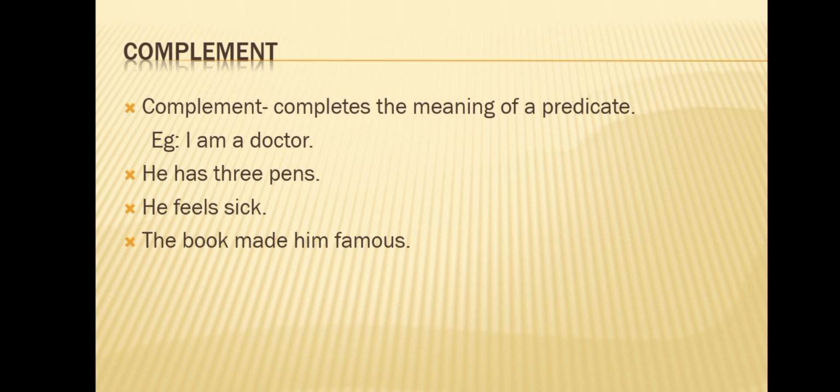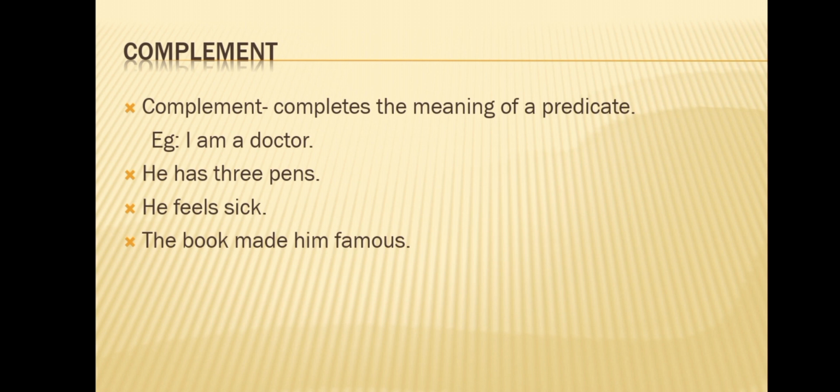In this sentence, I is the subject and a doctor is the predicate. If you take this part, a doctor, out of this sentence, the sentence becomes incomplete. I am. It has no meaning. So if you include this part, a doctor, here, it completes the sentence. I am a doctor. So if something completes the predicate, then it is called a complement.